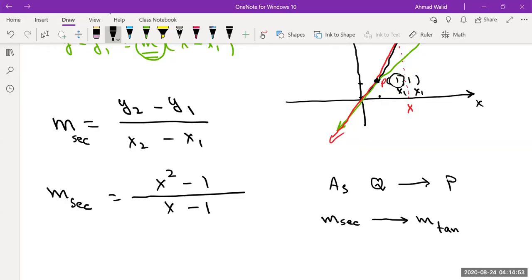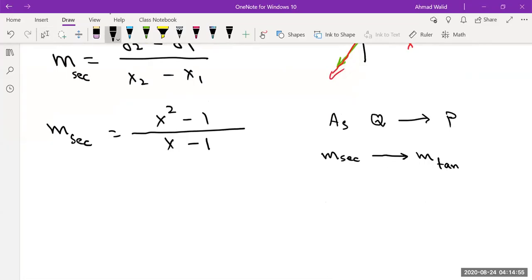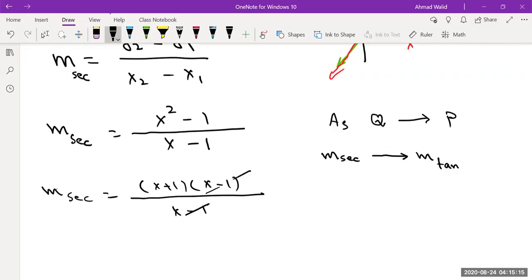Now, look at here. M of the secant line equals, using algebra techniques, can I factor the top? It's the difference of squares, right? You can factor it as x plus 1 times x minus 1 over x minus 1. Here, x minus 1 cancels out with x minus 1. Then the slope of the secant line equals x plus 1.